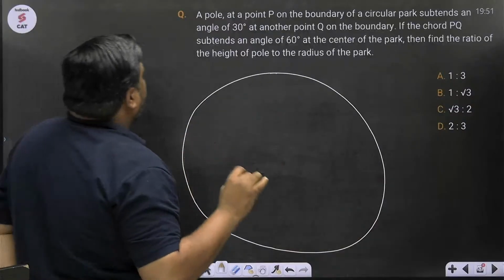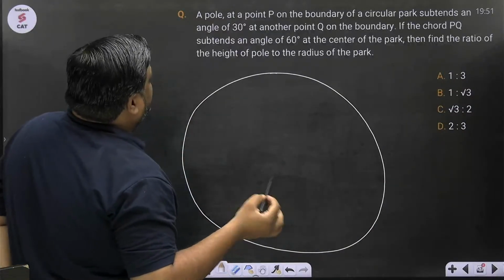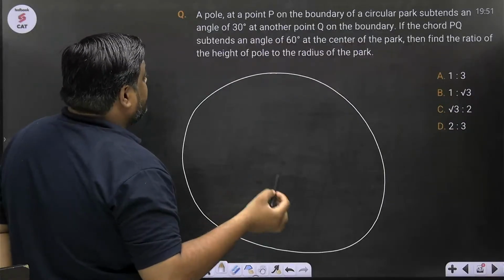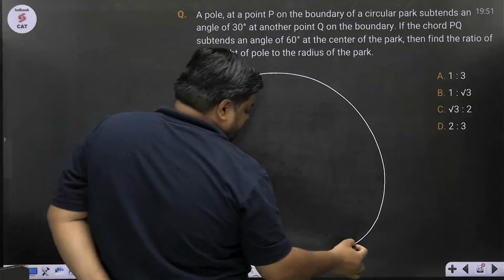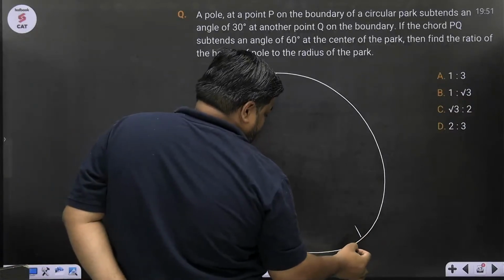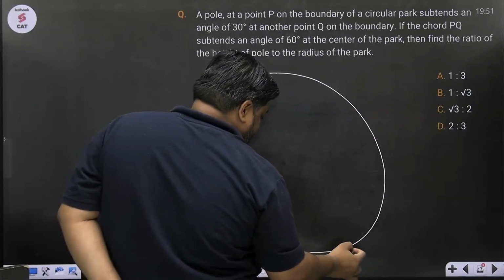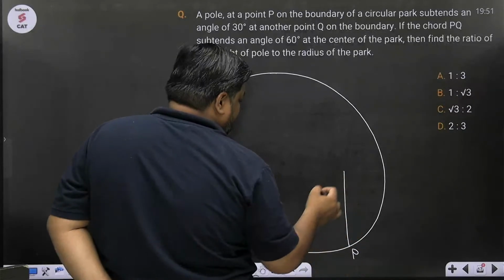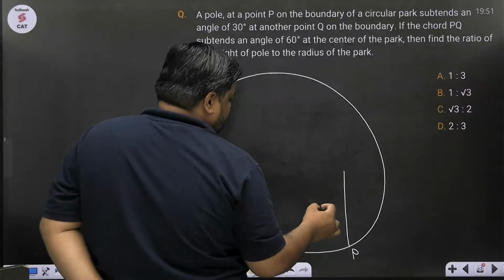Okay. A pole at point P on the boundary of a circular track subtends an angle of 30 with another point Q on the boundary. Let's say this is a point P. There is a pole here. Let's call it PQ.